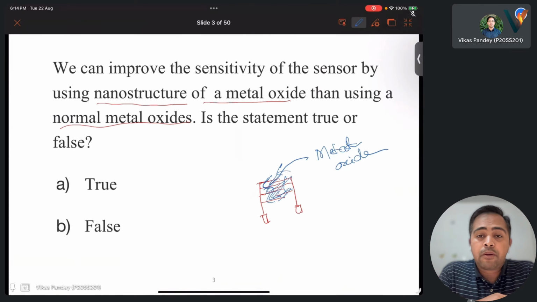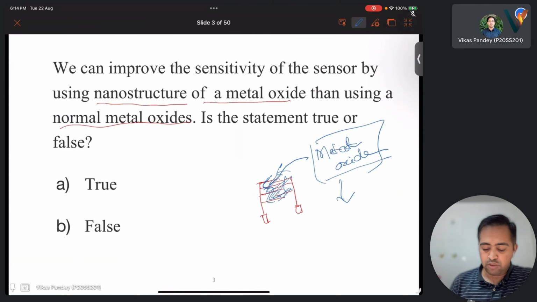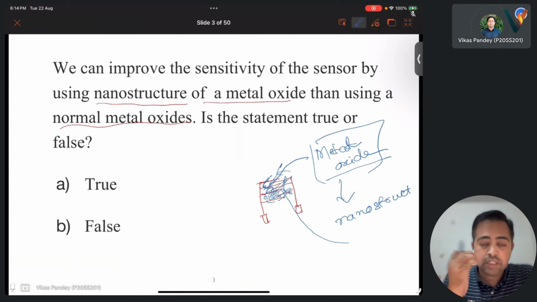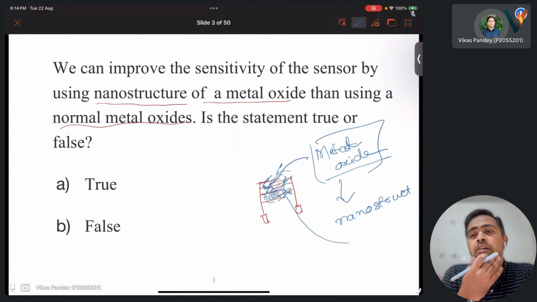Whereas, if instead of this metal oxide we create nanostructures, that is nanorods, nanoseeds, or other nanostructures, and then deposit them over it instead of this, it is said that it will be more sensitive compared to a normal metal oxide deposition. Is it true or false?